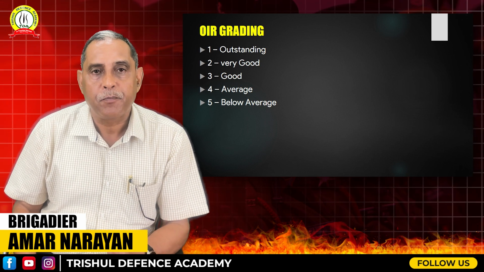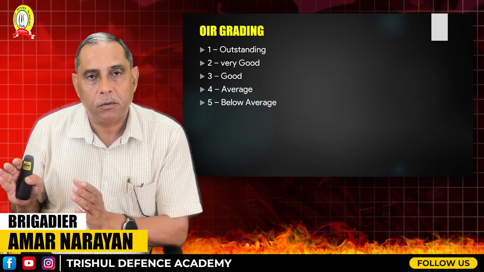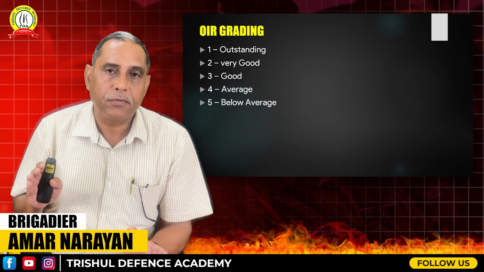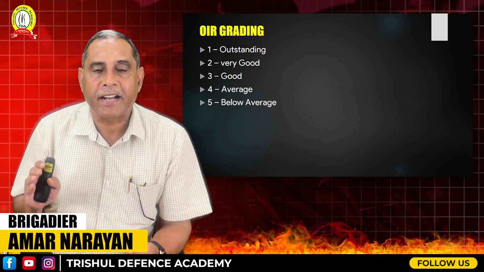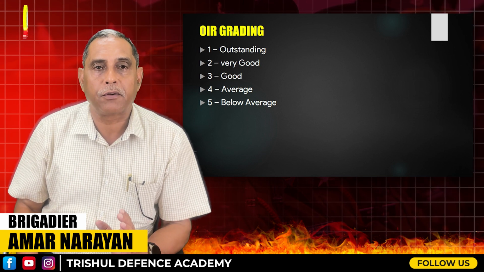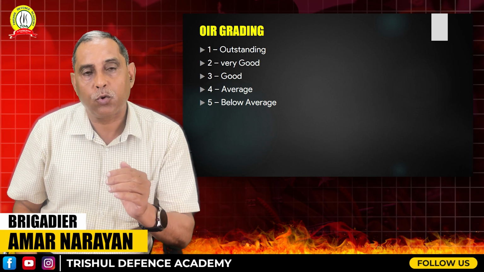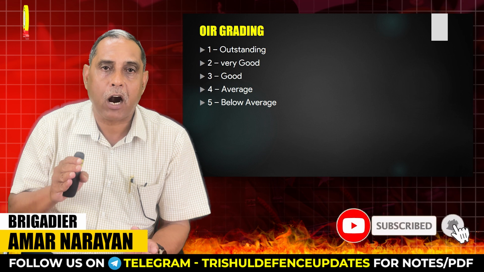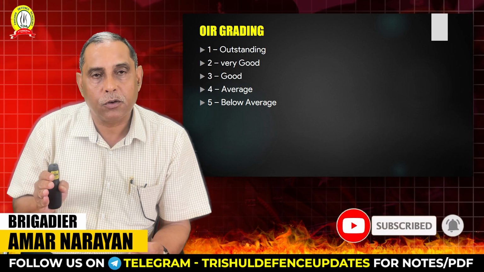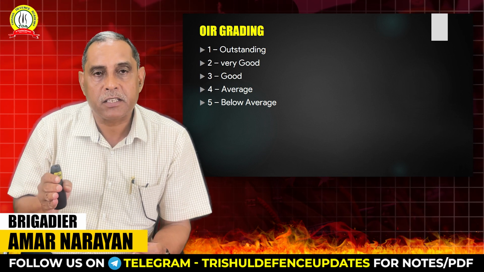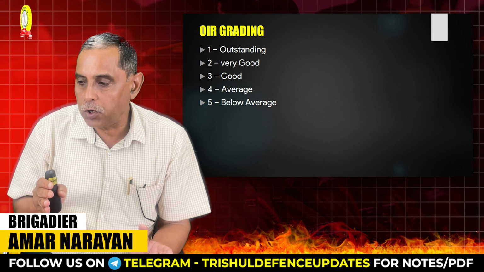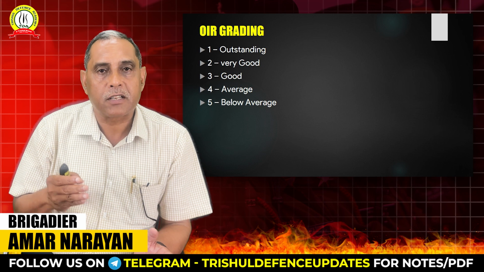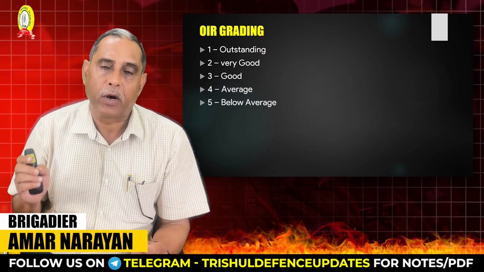Now coming to the OIR in detail, the marking of each candidate is finally done in 5 categories. That is 1, 2, 3, 4 and 5. The candidate who has done the best will be graded as 1. You can say he is graded as outstanding. The candidate who is the next grade will be 2, who will be graded as very good. Then 3 is good, 4 is average and 5 is below average.